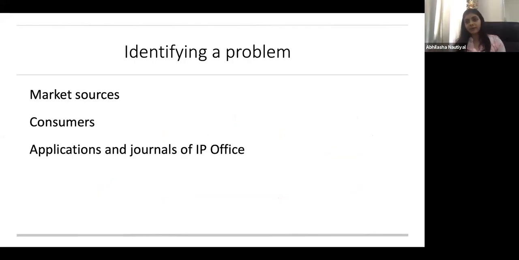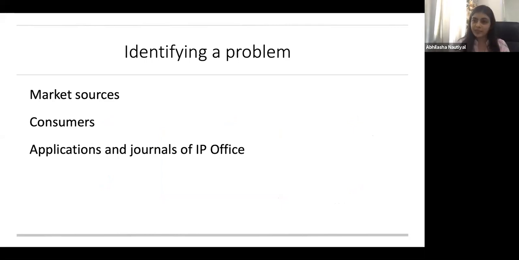So step one for dispute resolution, like I said, is of course there is a problem. It could be a market source that identifies a problem. It could be consumers that identify a problem. And sometimes even public disclosures could identify a problem. For example, an application or a publication of a journal of an IP office may also disclose a problem.